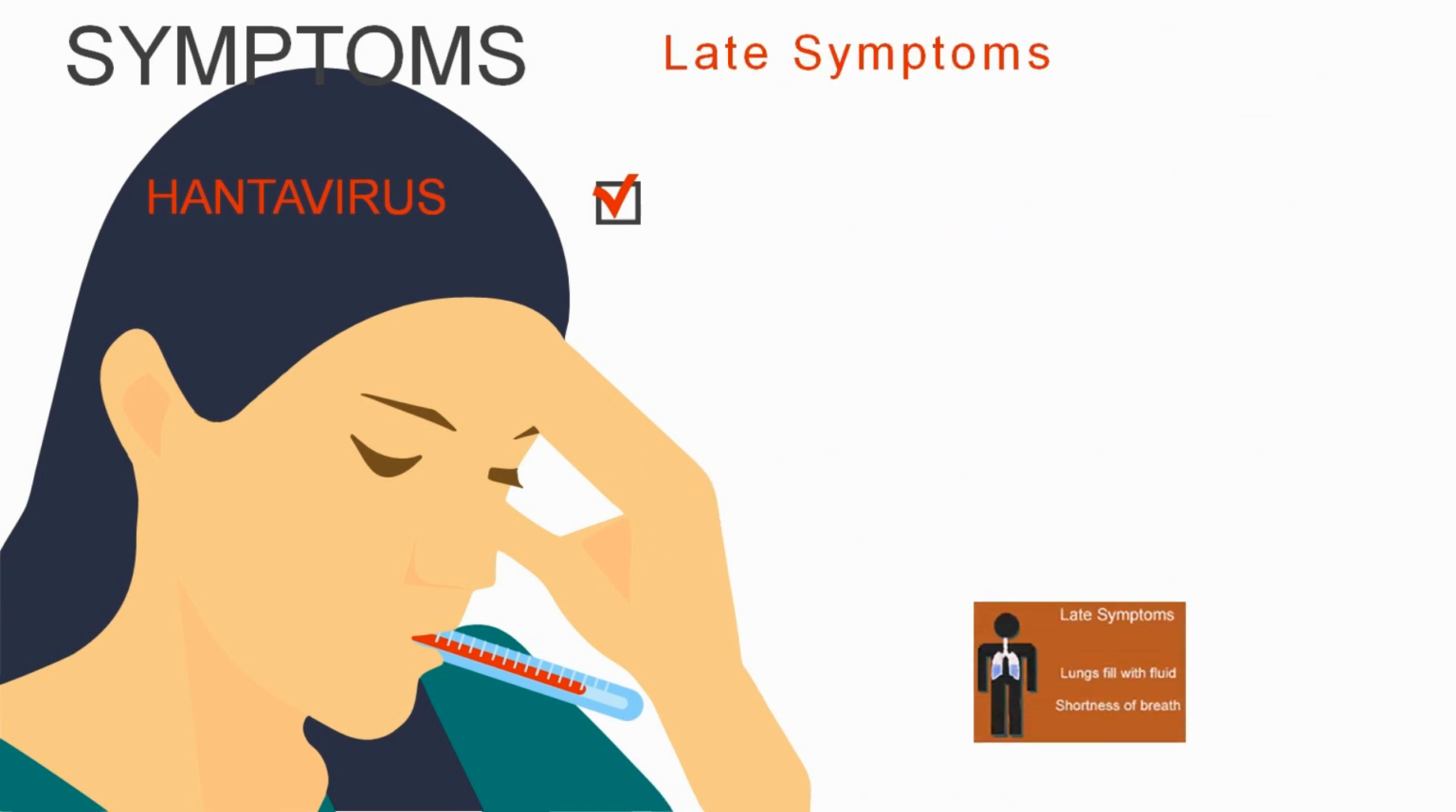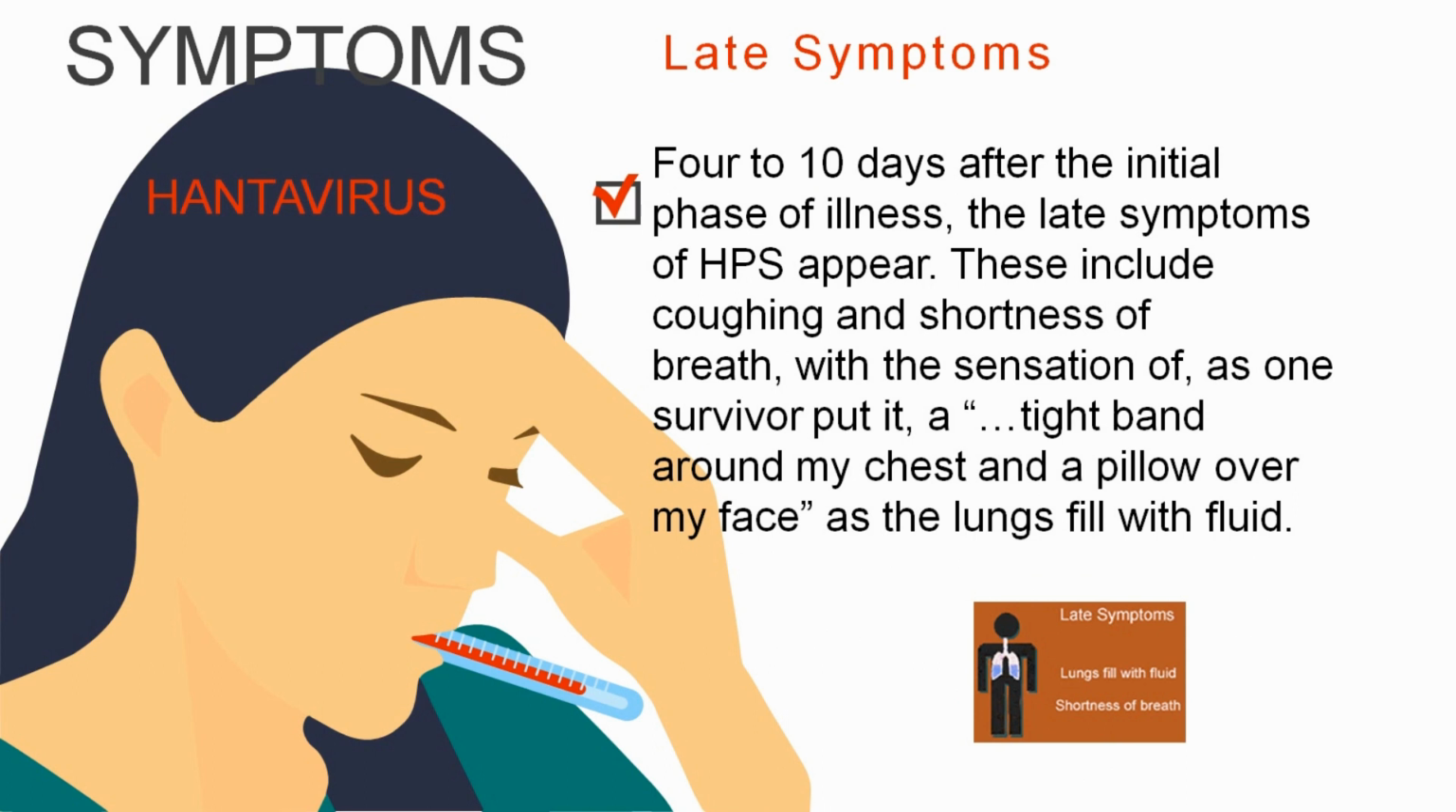Late symptoms. 4 to 10 days after the initial phase of illness, the late symptoms of HPS appear. These include coughing and shortness of breath, with the sensation of, as one survivor put it, a tight band around my chest and a pillow over my face as the lungs fill with fluid.